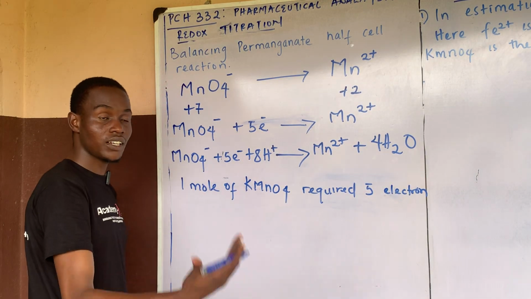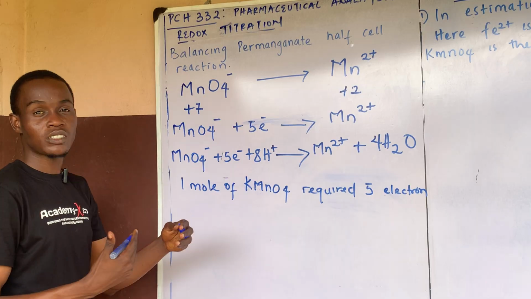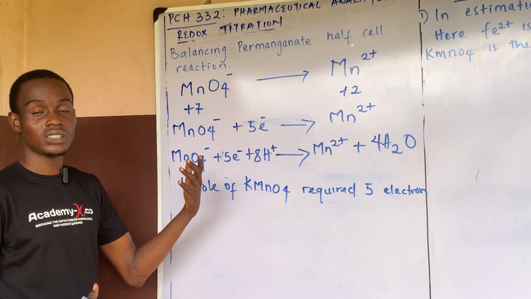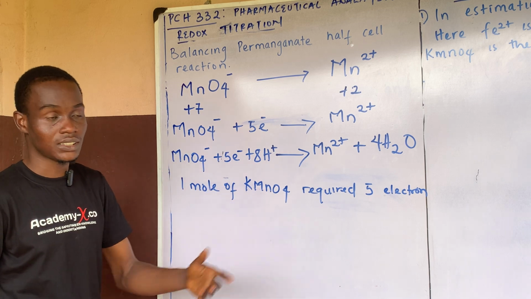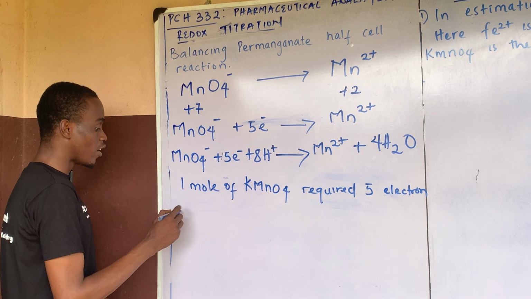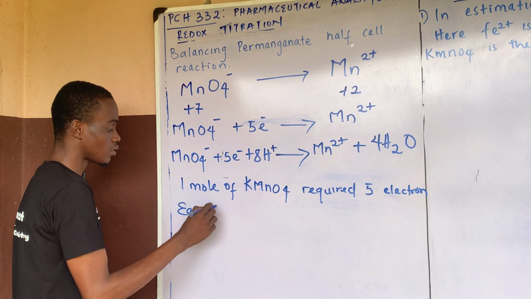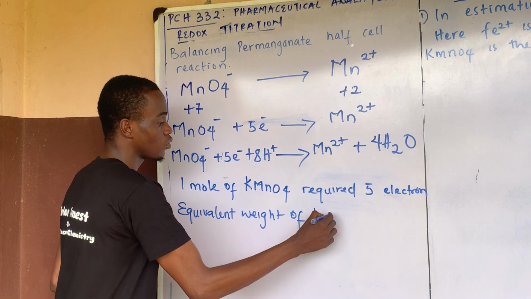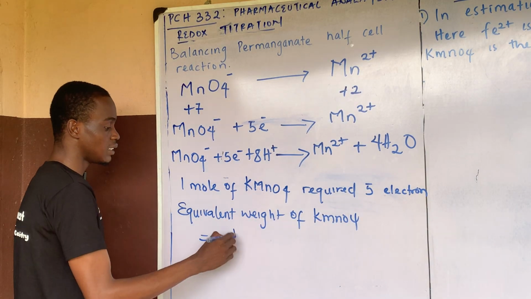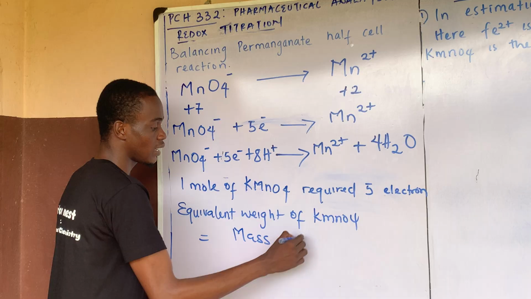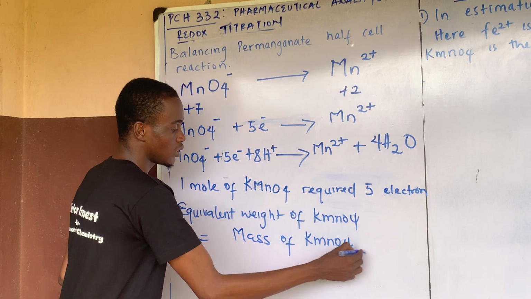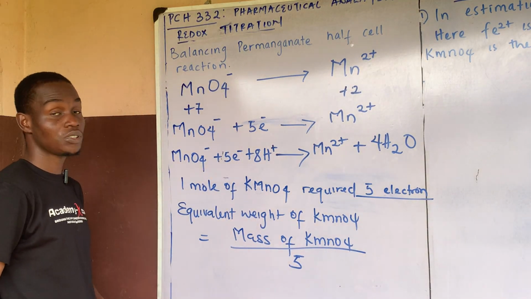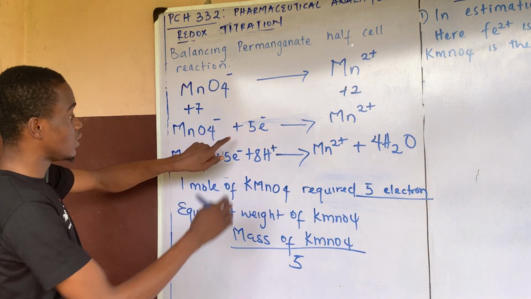It accepted 5 electrons. I remember when we were talking about acid-base titration, I told you that we'll also talk about equivalent points of reducing and oxidizing agents. Now, it indicated that the equivalent weight of KMnO4 would be equal to the mass of KMnO4 divided by 5, because it accepted 5 electrons.